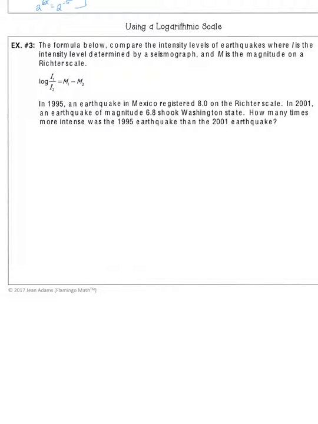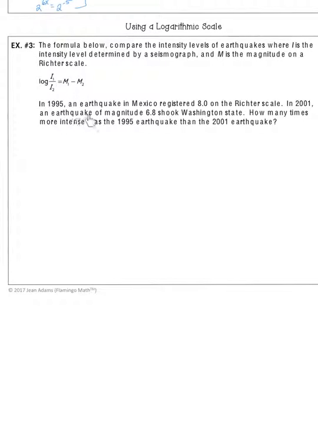Okay, so this is what they've done. They've given you a formula that you're to use, and this is actually much simpler than you think it would be. So it says the formula below, this formula right here, compares the intensity levels of an earthquake, where I is the intensity level determined by a seismograph, and M is the magnitude on a Richter scale. So that's your intensity, and that is your magnitude.